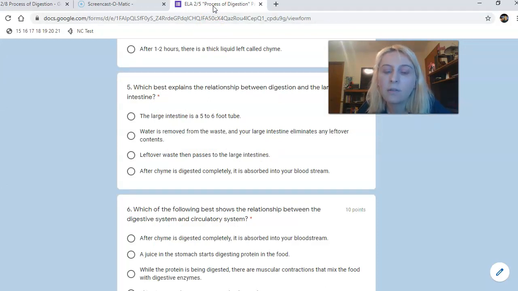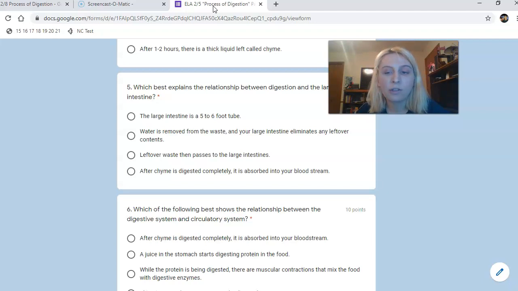All right, so we're looking for its role, its relationship to digestion. The large intestines is a 5 to 6 foot tube. Water is removed from the waste, and your large intestines eliminate any leftover contents. Leftover waste then passes to the large intestines. After chyme is digested completely, it is absorbed into your bloodstream.